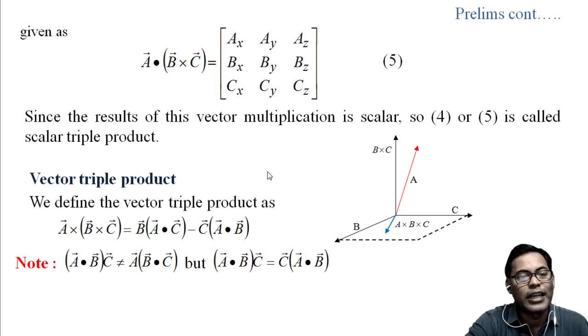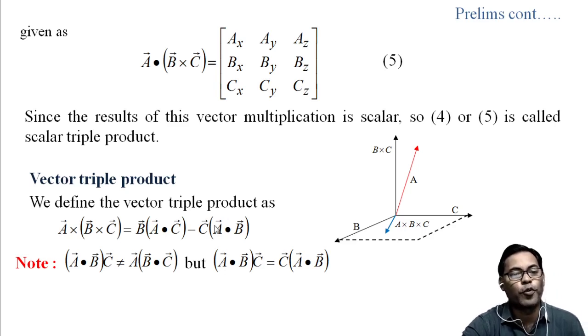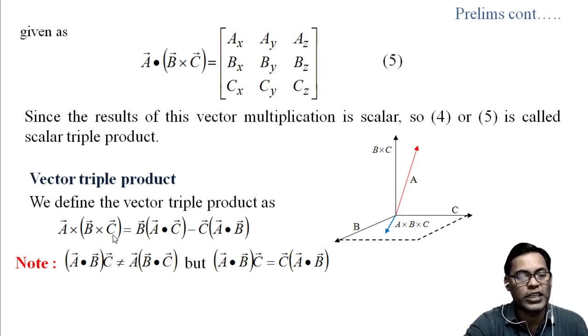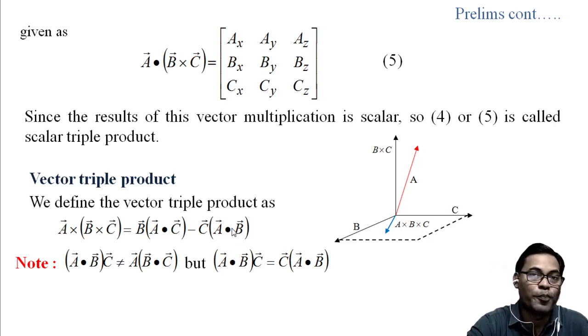Now again, the definition of the vector triple product is given by this expression, a cross b cross c, which equals b into a dot c minus c into a dot b. This is the famous formula to remember, called the BAC-CAB formula: a cross b cross c is b into a dot c minus c into a dot b. So here you can see that b and c are given.